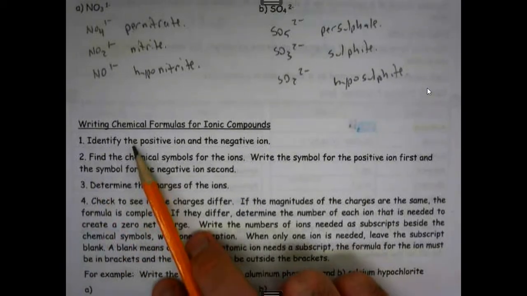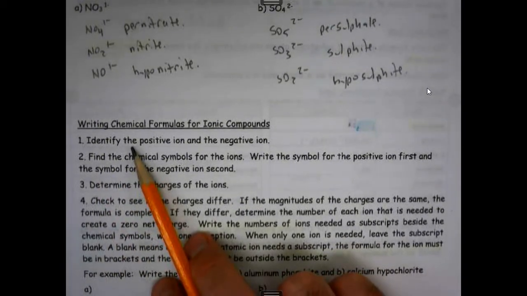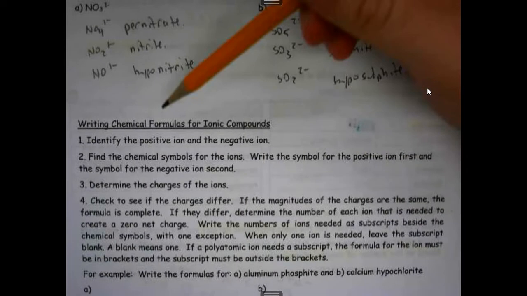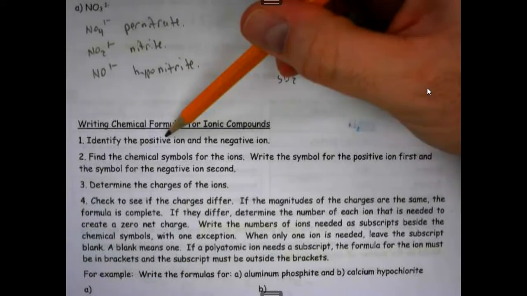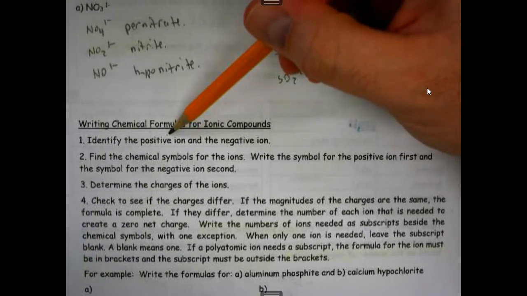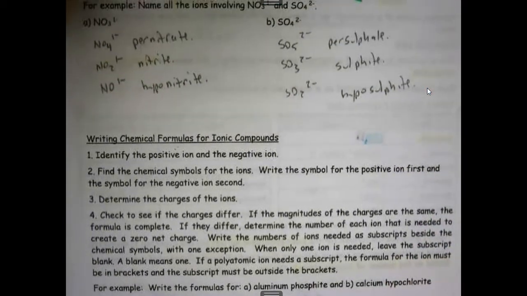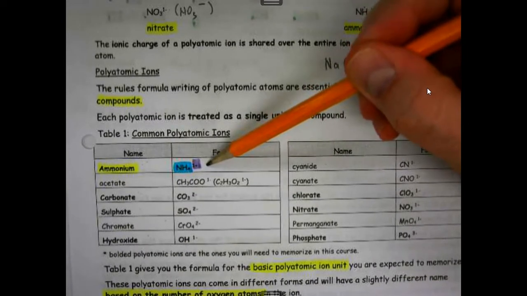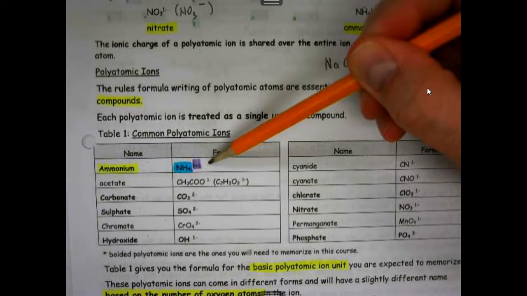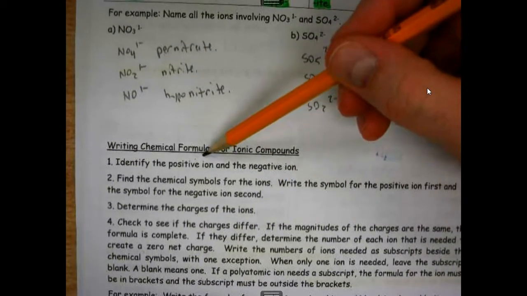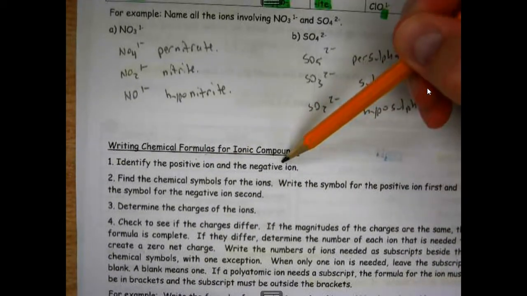So the first thing we're going to do for chemical formulas, we're going to identify the positive ion and then the negative ion. Notice that I don't say metal here because some of our polyatomics have a positive charge, as other things will be as you expand your understanding of chemistry. Not only metals will have positive ions. So if we just go back to our previous sheet, we'll notice that this polyatomic here, ammonium, it has a positive charge, and it's not a metal.